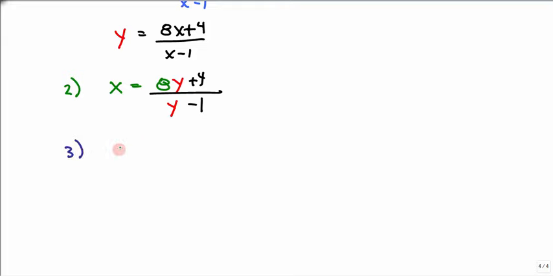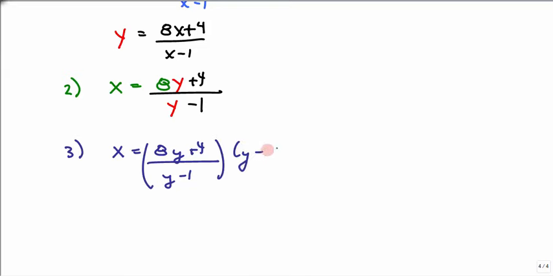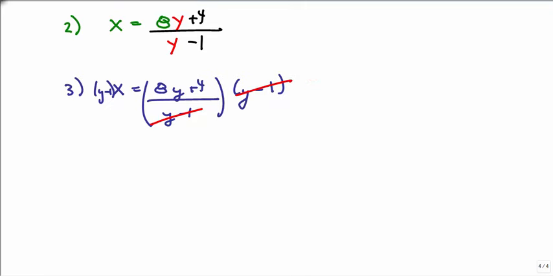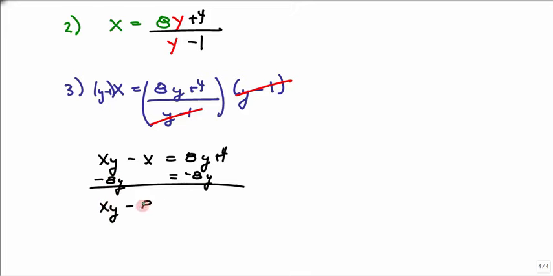So to get started, I think what we'll do is we'll go ahead and clear the fraction by multiplying both sides through by y minus 1. And we're going to balance this equation. Whatever you do to one side, you do to the other. So what happens, the y minus 1's cancel over here. And over here, I'll distribute the x, and I'm left with xy minus x equals 8y plus 4. Now I want to move all the y's to the left, all the constants to the right. So let's go ahead and subtract 8y from both sides. And I have xy minus 8y minus x equal 4.